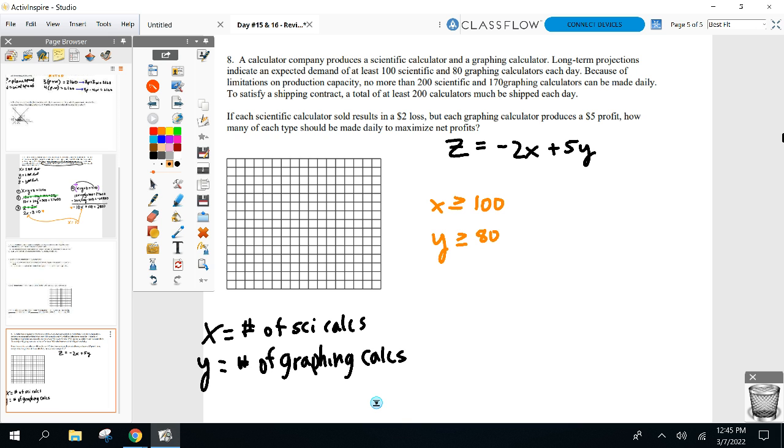A lot more to go. Limitations on production: you can't do any more than 200 scientific and 170 graphing. So now what do I do with my X? No more than 200, less than or equal to 200. Graphing, Y? There's only so many graphing calculators I can make. Less than or equal to 170. Oh, 170, sorry. Thanks.